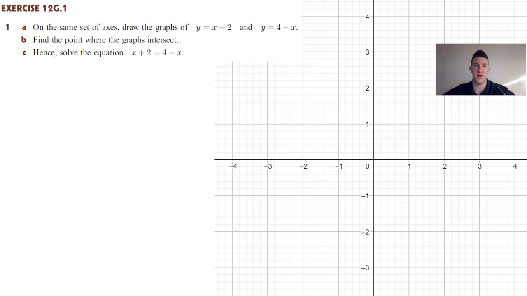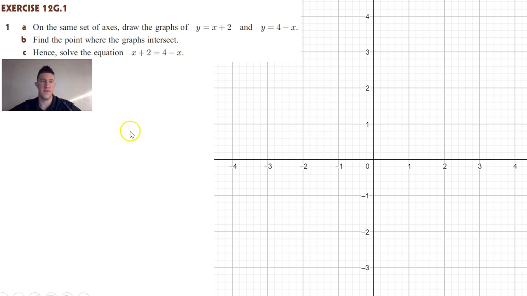So, looking at this question, on the same set of axes, which I've given you here, draw the graphs of y equals x plus 2 and y equals 4 minus x. Find the point where they intersect, and then solve the equation x plus 2 equals 4 minus x. So here, you should notice that this is the same as this, and this is the same as this. So it's going to be a y equals y situation, and the answer to this should be exactly the same as what you find as your intersection. So have a go at that, pause the video, and find the answers to those questions.